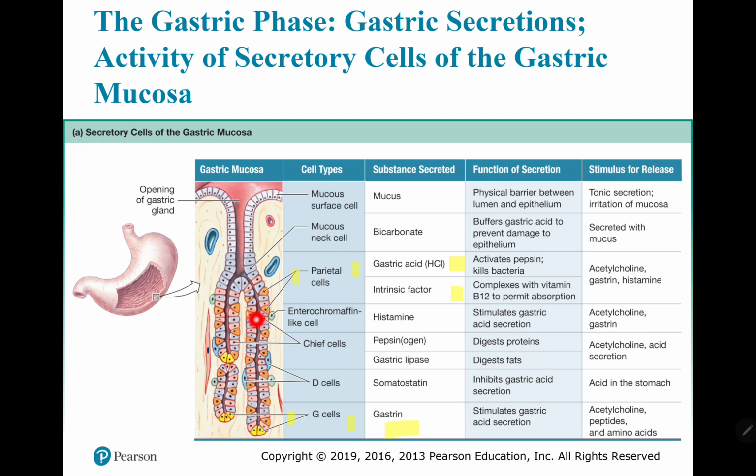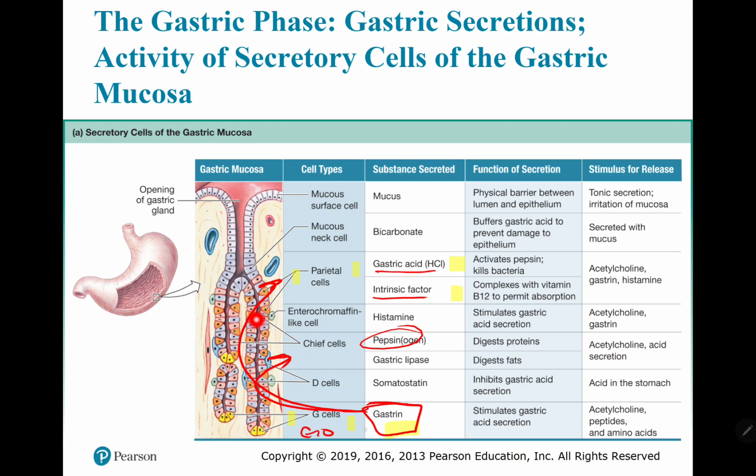The gastric phase is going to have these gastric secretions, and we're going to have activity of these secretory cells of the gastric mucosa. So you have these G cells. They produce gastrin. Gastrin then stimulates gastric acid secretion. So gastrin goes to the chief cells and the parietal cells. It tells the chief cells to produce pepsinogen, and it tells the parietal cells to produce gastric acid, hydrochloric acid, and an intrinsic factor.